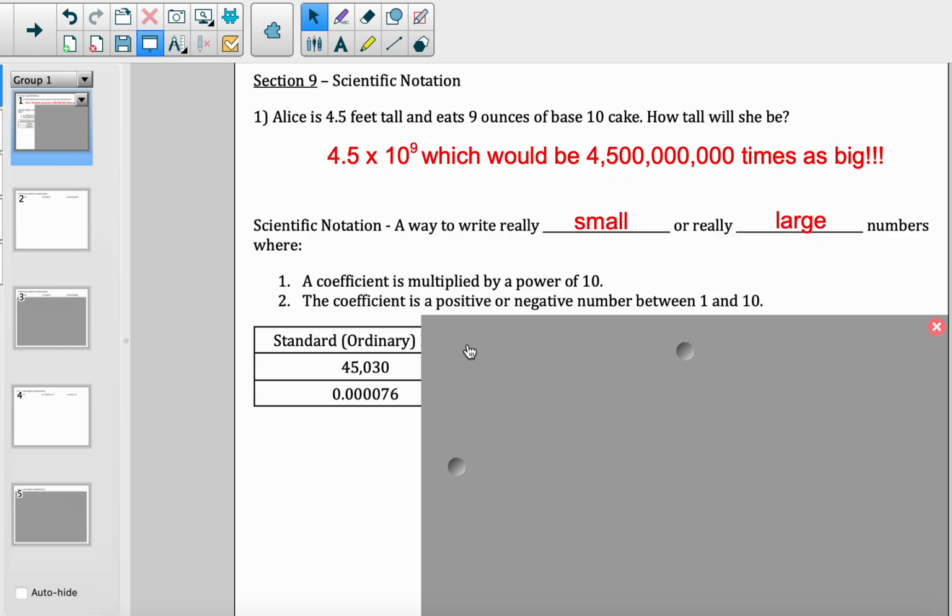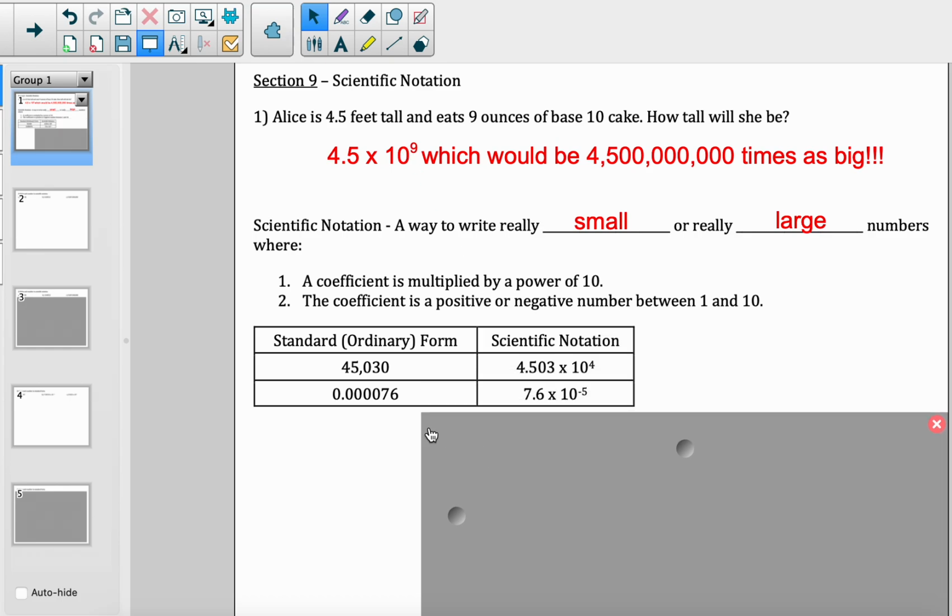So what are the rules for scientific notation? Well, first of all, what is it? It's a way to write really small or really large numbers where the coefficient is multiplied by a power of 10. So the coefficient up here in this example is 4.5 times 10 to the ninth. So the coefficient out front can be positive or negative, between 1 and 10. And the power is times 10 to something, where that exponent can be positive or negative.